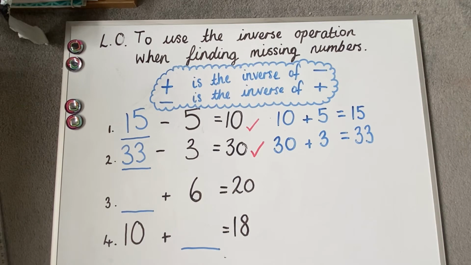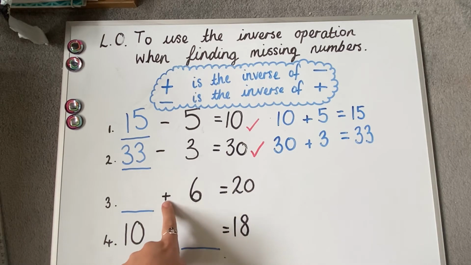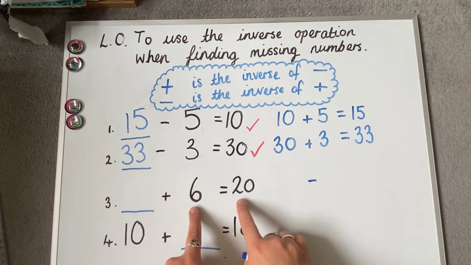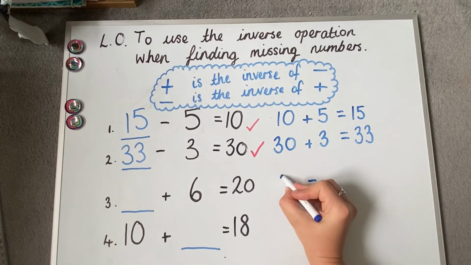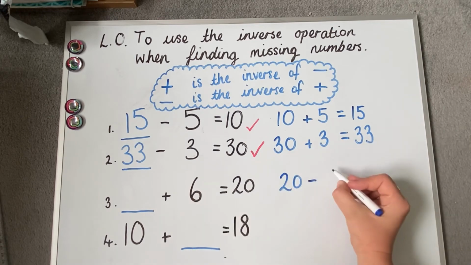Okay, next up. Our sums are slightly different this time because our original sums are adding sums. So we've got something, add 6 equals 20. So what we need to do is we need to do a sum that's the inverse operation to adding, which is going to be taking away. Which number do you think should come first in my taking away sum? That's right, the biggest number, because the biggest number starts with our taking away sum. So 20, take away 6.